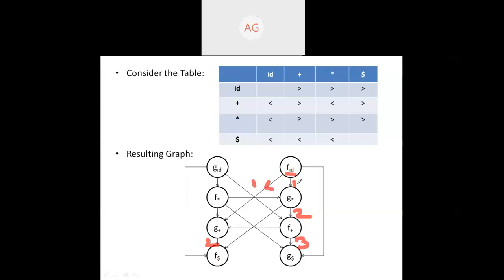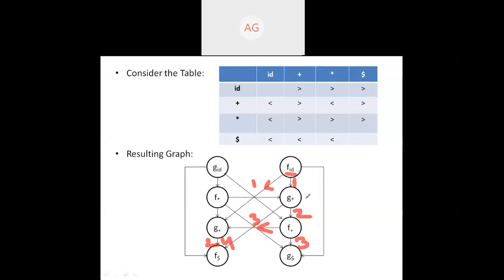So we need to move this one, again that one, then we are moving downward, that 2, then from f plus we can also move here, then this is 3, and at last we can move here f dollar, then this is 4. So this is now the length which is starting from FID, the longest length is 4. So here we can see that only two paths are available, and the length of the longest path which is starting from FID is 4.